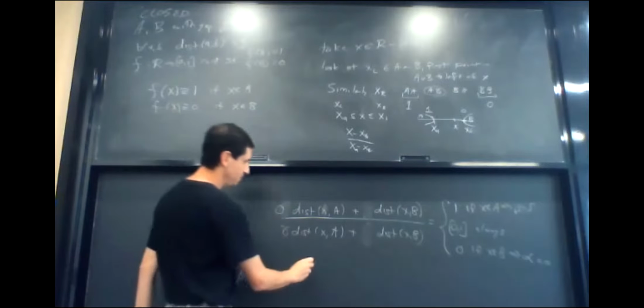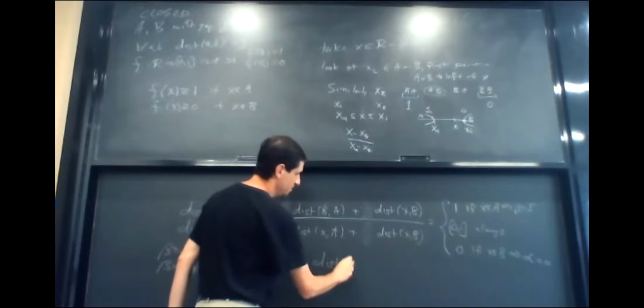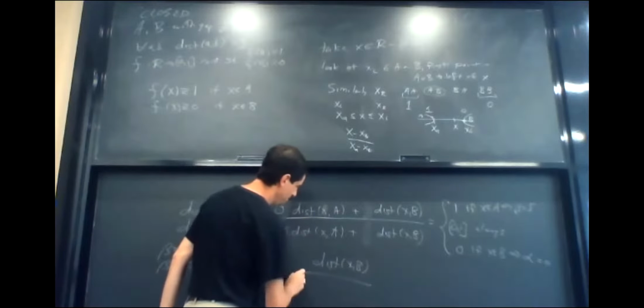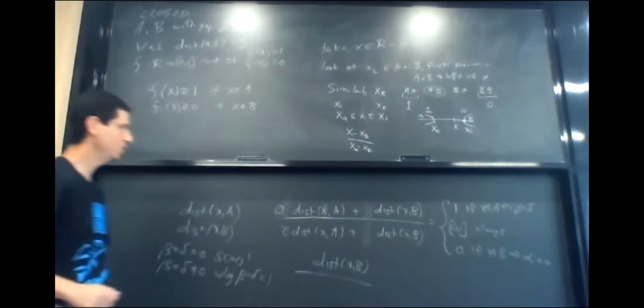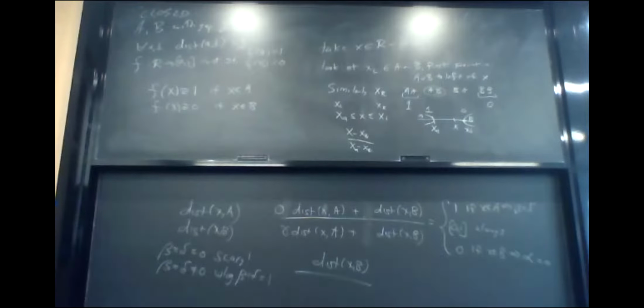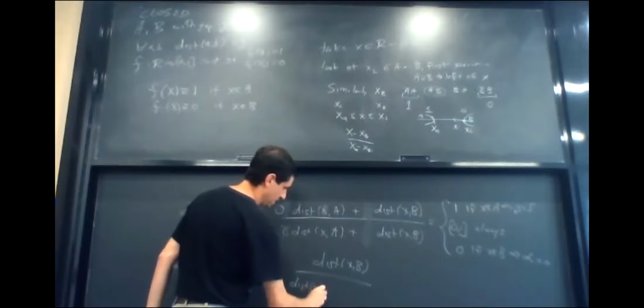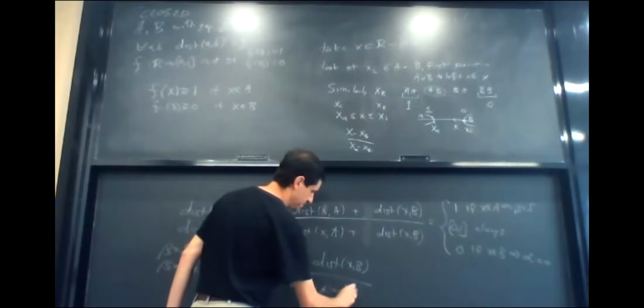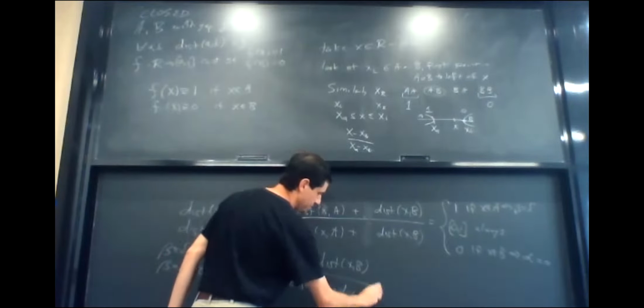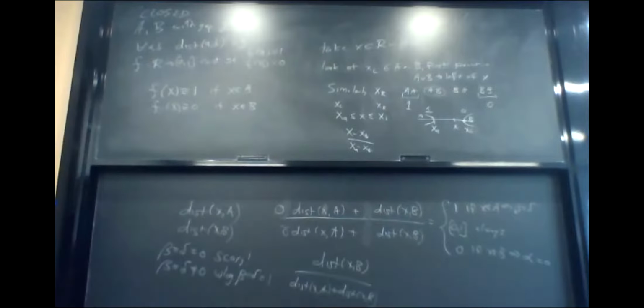So really, it's going to simplify to the distance from x to b. And what do you want to choose for gamma? The simplest thing, if the definition allows, is to choose one. Yeah, just one. You know, distance XA plus distance XB. I think any gamma greater than 0 would work.